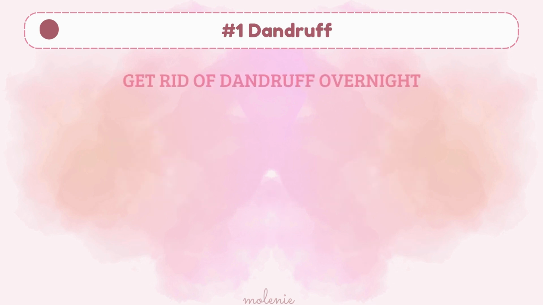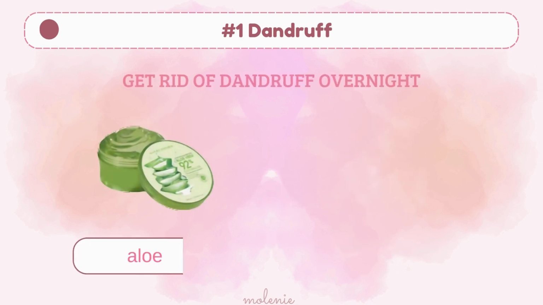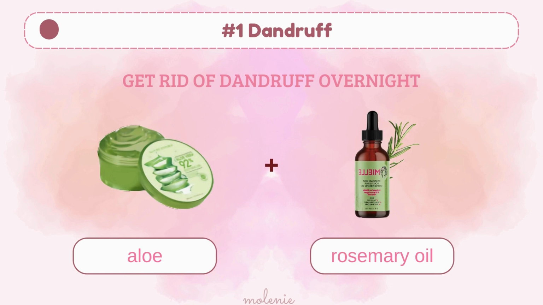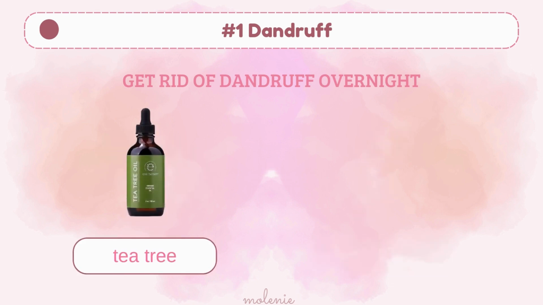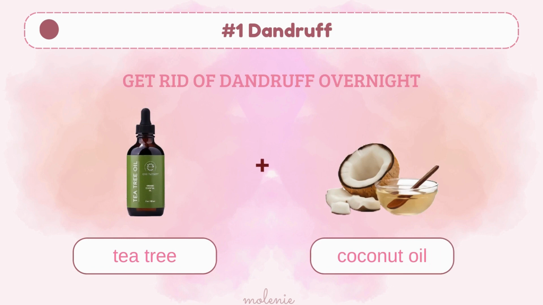Get rid of dandruff overnight. Aloe. Blend aloe gel and rosemary oil and use as an overnight mask. Tea tree. Add tea tree oil to coconut oil and use as an overnight oil treatment.